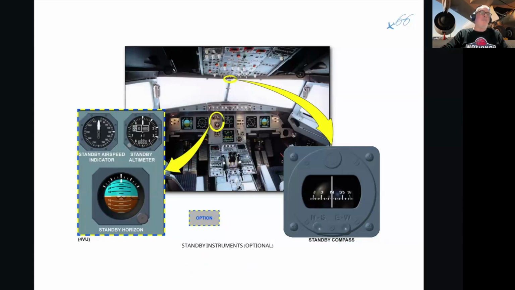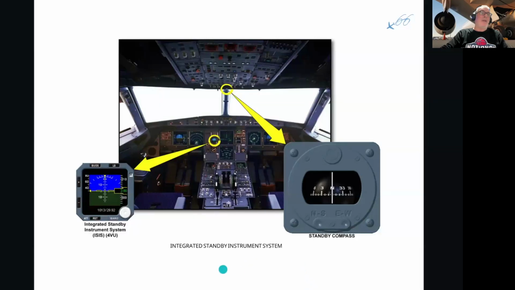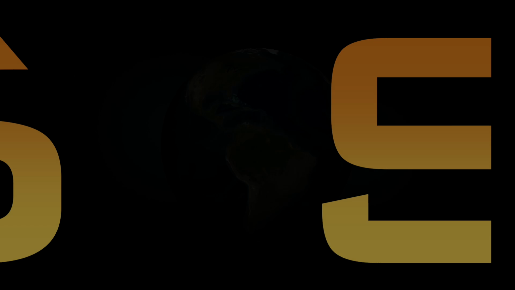With the evolution in time, we've now installed what they call an ISIS, unfortunate name, but that's what it's called, an integrated standby instrument system, where we have all those instruments in one. So we have a standby airspeed indicator on this tape here, a standby altimeter here, and an attitude director indicator here. We still rely on the standby compass up here, which does not require any electrical power whatsoever. It's just this normal Scout's compass.